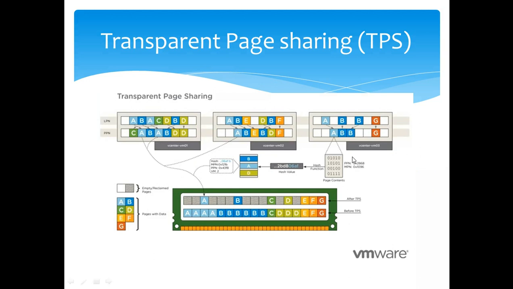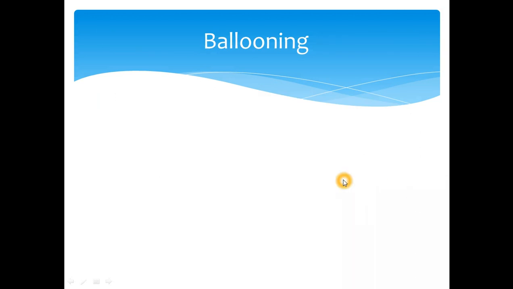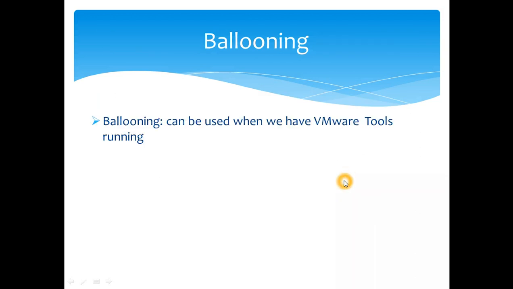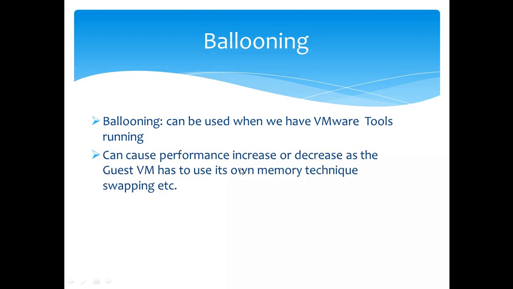You can read more about it online if you want to. Let's get on to the next topic. Ballooning. Ballooning can be used when we have VMware Tools installed. So just to give you an idea what VMware ballooning actually is, let's complete the slide. It can cause performance increase or decrease, as the guest VM has to use its own memory techniques for swapping. So in some situations we have seen that the performance does go down.